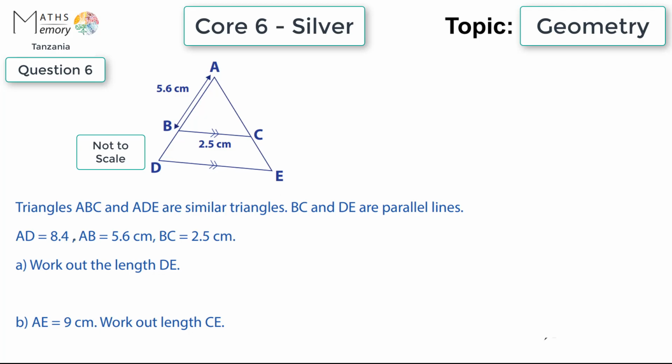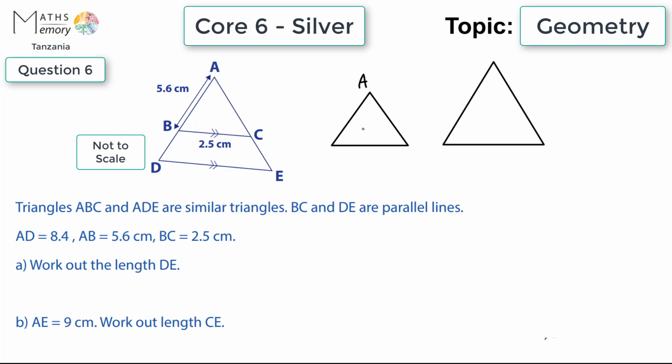So AD equals 8.4, AB equals 5.6, BC equals 2.5. Work out the length of DE over here. So before we do anything, let's try to figure out where these two triangles are. Let's just draw the small one and the big one side by side. There's a small one. There's the big one. It doesn't matter the scale of this, as long as your working out is fine on each one.